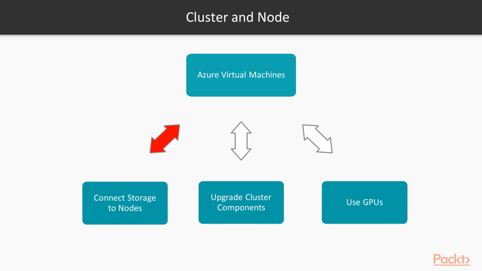AKS nodes run on Azure virtual machines. You can connect storage to nodes and pods, upgrade cluster components, and use GPUs, a very important feature when working with machine learning, for example.